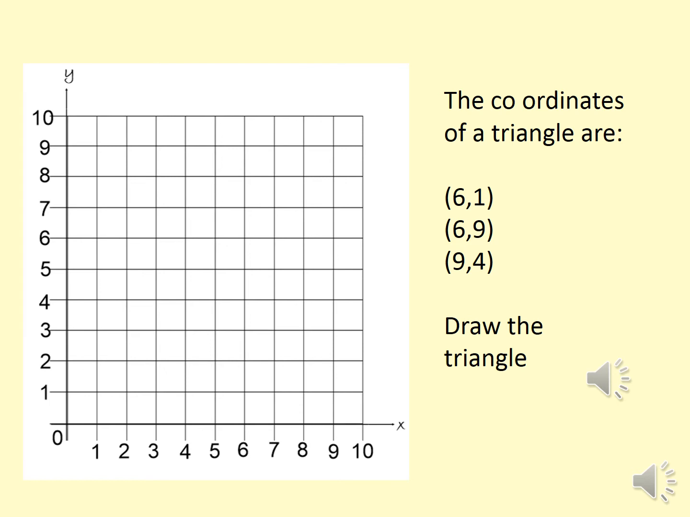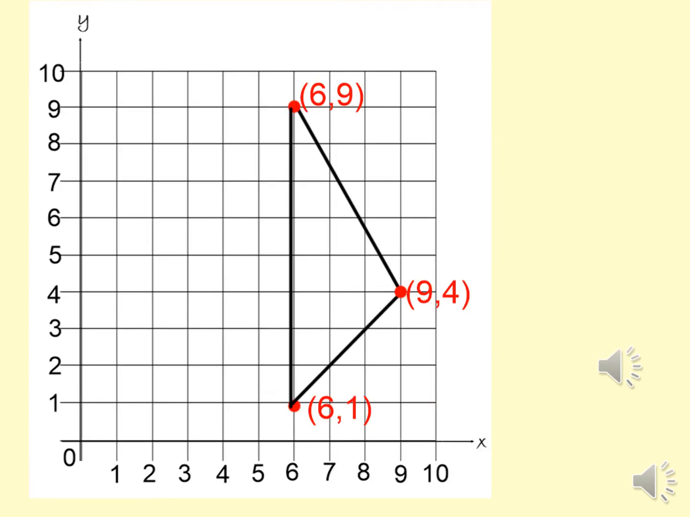We can work out given coordinates, but we can also be given coordinates and construct a shape from those coordinates. So here you're asked to draw a triangle with these coordinates: (6, 1), (6, 9), (9, 4). If you've got a printer, there should be a document on the page that you can print out that shows this empty grid. If not, just draw one on a piece of paper.